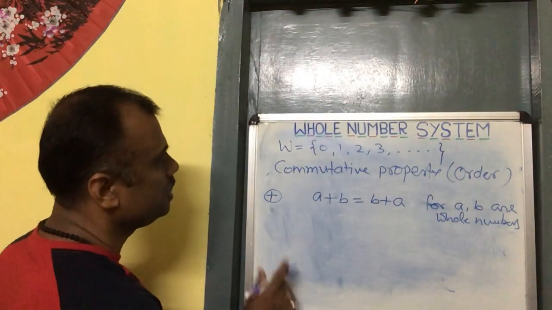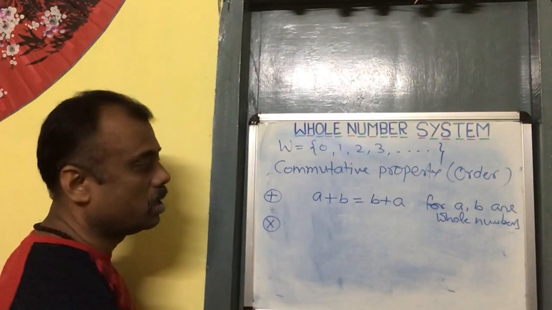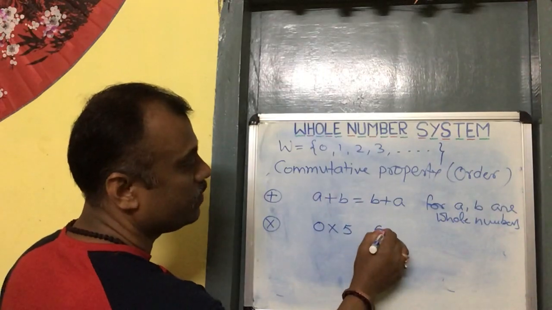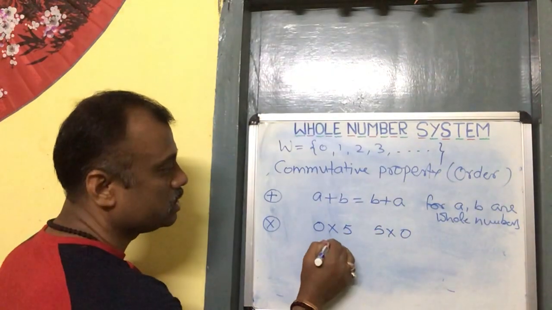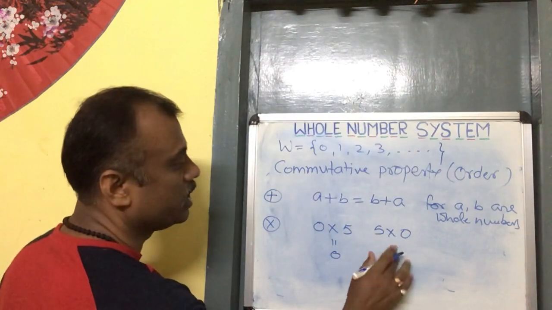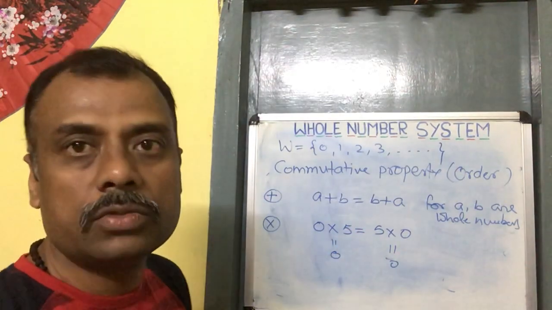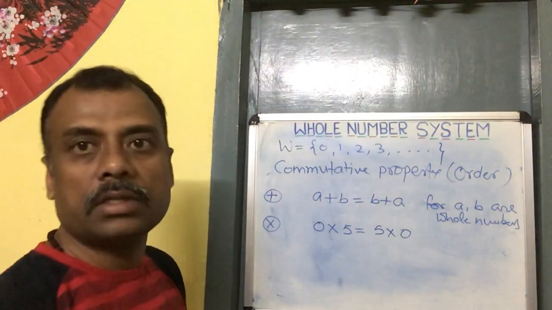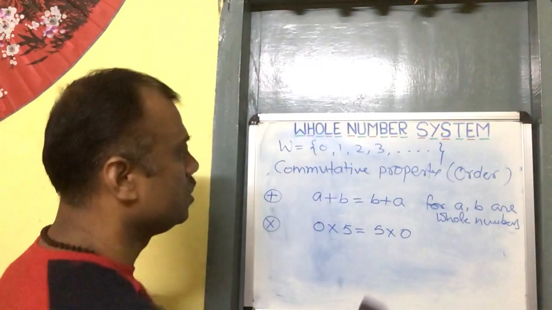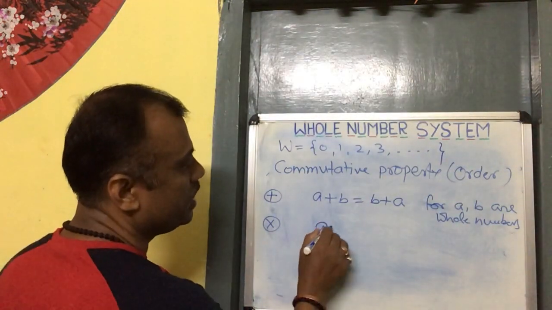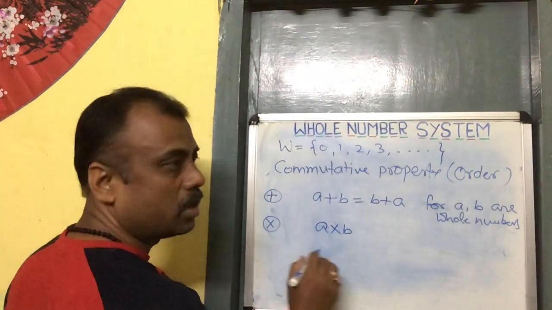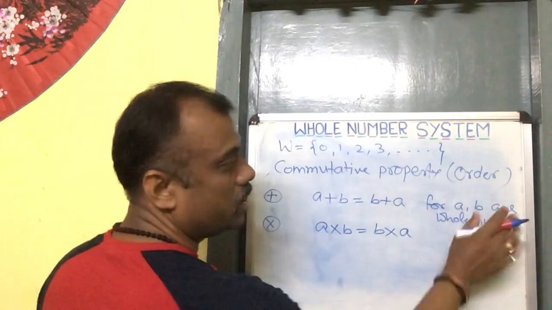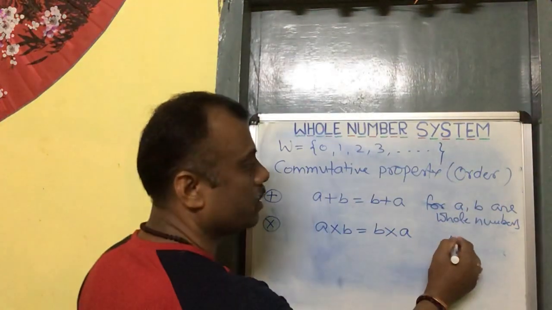Now we can check it for multiplication also. I am going to take 0 into 5. Can I write 5 into 0? Yes. In both cases we will get the answer 0. So for any two whole numbers, if we change their order in a multiplication, the answer will not change. So I can write here, if A is any whole number, B is another whole number, then A into B is the same as B into A, for A and B whole numbers, same thing.